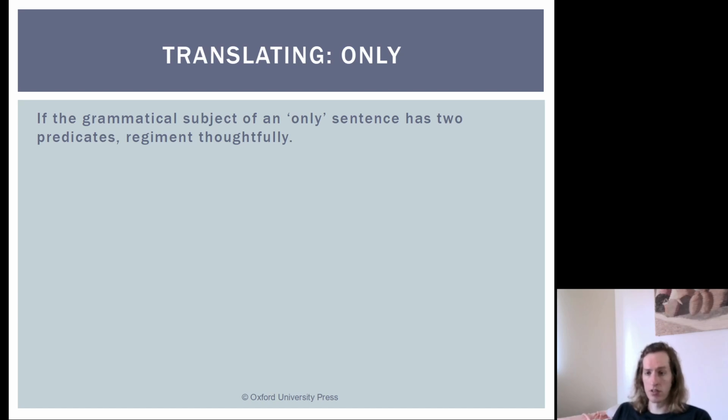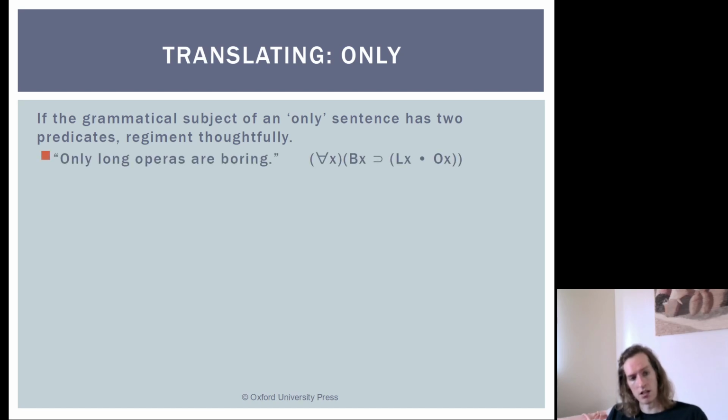So if the grammatical subject of an "only" sentence has two predicates, we need to think a little bit about how we regiment it. So in the example here, "only long operas are boring," we could represent this with this formula, which is that for all x's, with the universal quantifier, if x is boring, then it is the case that x is long and is an opera.